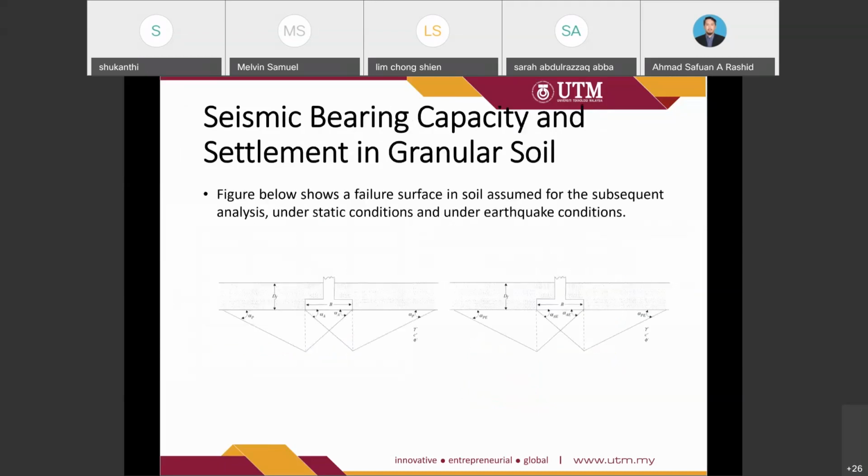Now we move to another discussion, on the seismic bearing capacity and settlement in granular soil. The figure shows the similarity between the failure mechanism for the static case and the one under earthquake, which is denoted by E. We may use the result from the static case and later predict the situation if we want to get the bearing capacity and settlement under the earthquake condition for granular soil.